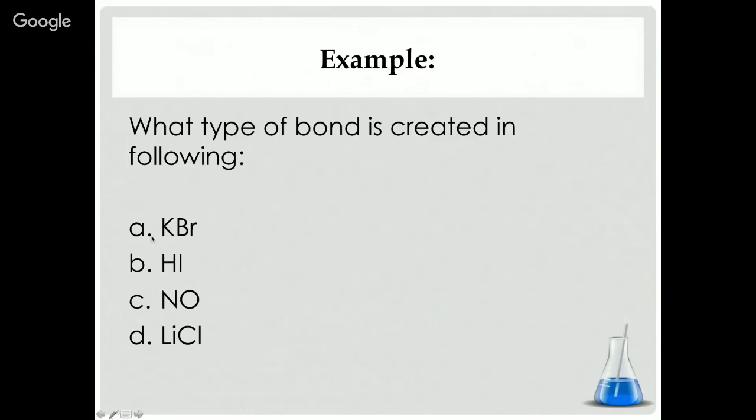Okay, so for the first one, we have KBr. K is potassium, that's a metal. Br is bromine, a nonmetal. So a metal and a nonmetal is going to give us an ionic bond.